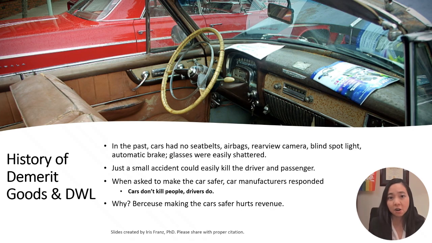In the past, cars had very few safety features. No seatbelts, no airbags, and no automatic braking, and glass was easily shattered. Even a small accident could be deadly. When people asked manufacturers to make cars safer, companies often responded, "Cars don't kill people, drivers do." From an economic perspective, these responses make sense. Adding safety features increases production costs and can reduce profits. This example shows how economic incentives influence business decisions even when safety is at stake.